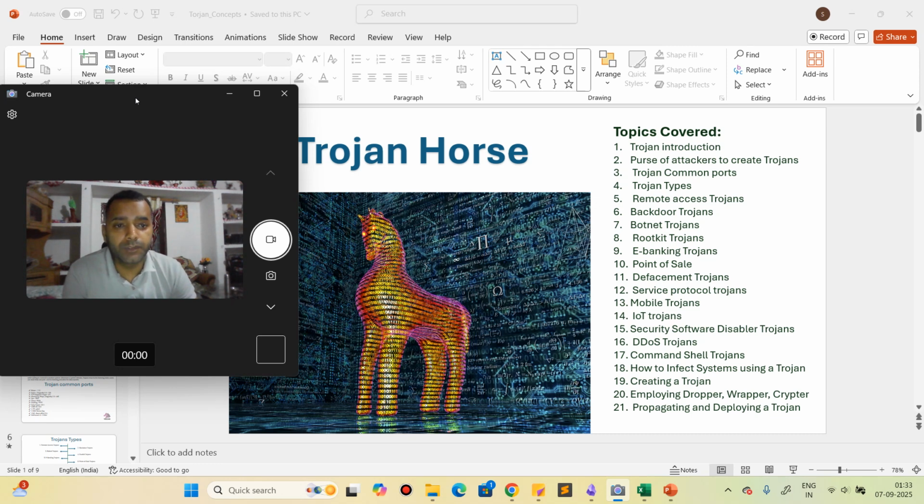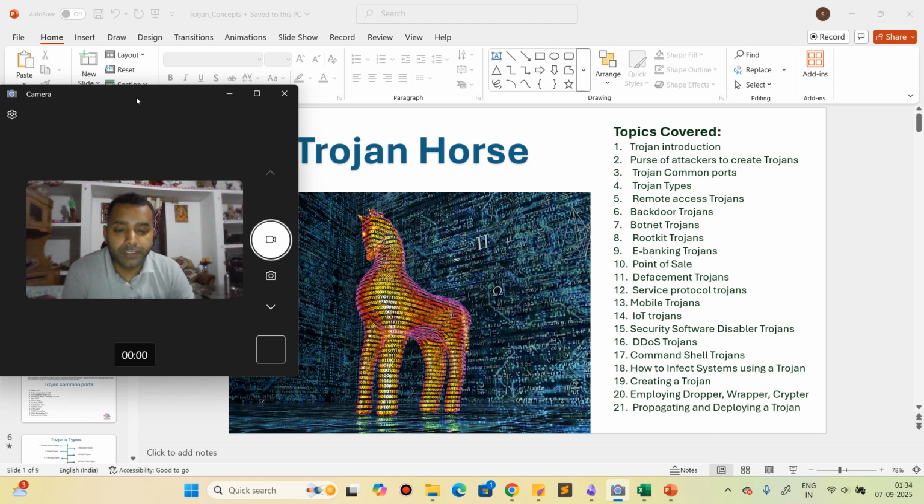what is the purpose of creating Trojans, what components, types of Trojan, remote access Trojans, backdoor Trojans, Botnet Trojans, and there are a number of types, or Rootkit Trojans, e-banking Trojans, Defacement Trojans, Mobile Trojans, IoT Trojans, DDoS Trojans, and then finally we'll get to know how to infect systems using a Trojan.